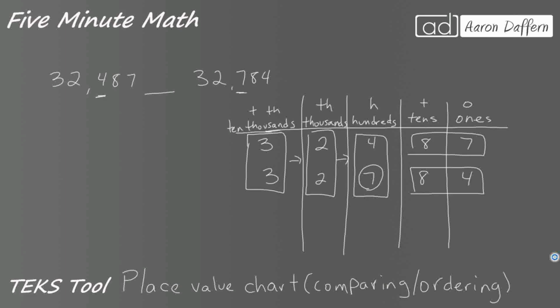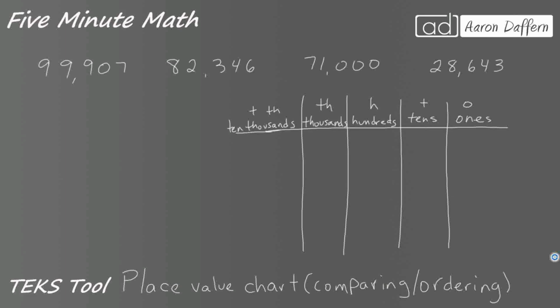So we're going to write our inequality symbol. We're going to make sure the opening goes to the larger number. The 7 is larger than the 4. And what we would do is we would read this from left to right. We would say 32,487 is less than, and I know this is less than because I can kind of turn that into a capital L that's rotated. The other direction is going to be greater than. 32,487 is less than 32,784.